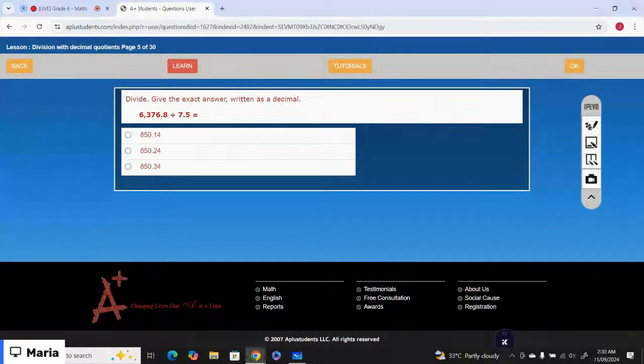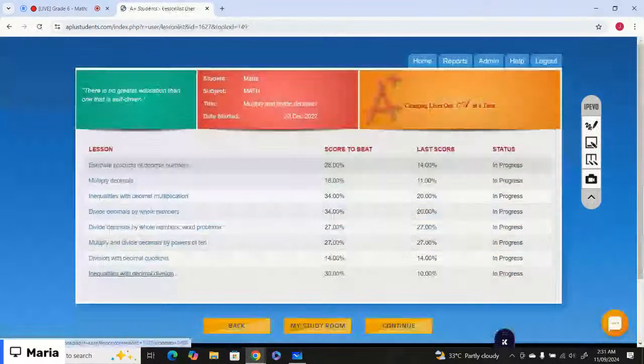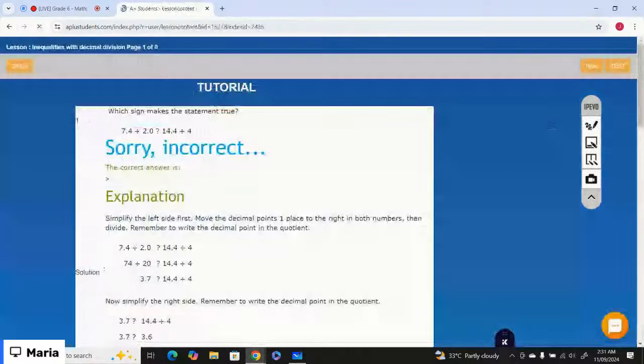Okay, you can complete the lesson by yourself later today. Let me just move on to the next lesson. And the next lesson is inequalities with decimal division. Okay, which sign makes the statement true?